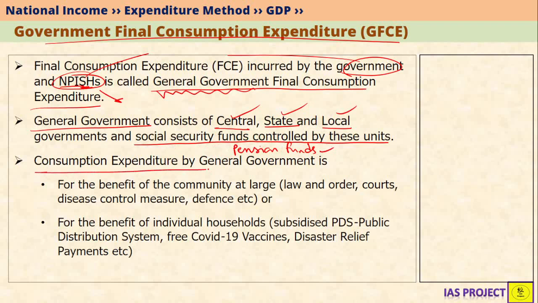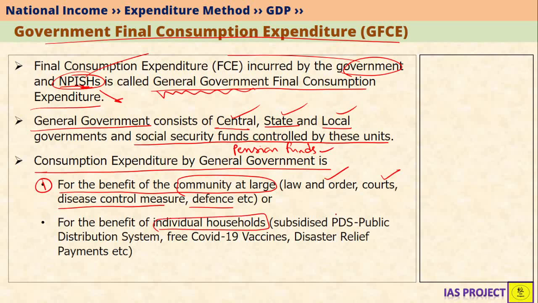So consumption expenditure by general government is mainly for the benefit of community at large. For example, law and order, courts, disease control. For example, we have seen during the COVID-19 crisis, the Delhi government was disinfecting the roads. So this is a disease control measure. This is nothing but final consumption expenditure of government. Also for defense purposes. So consumption expenditure can be this one, which is mainly for the benefit of community at large, or it can be for the benefit of individual households also.